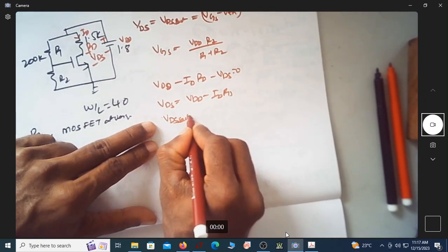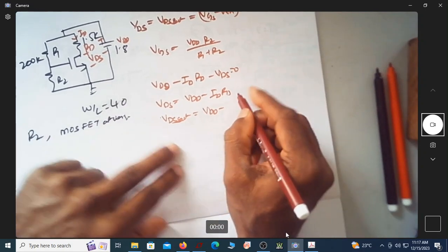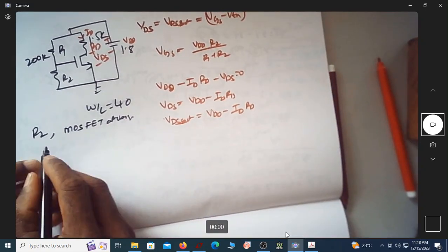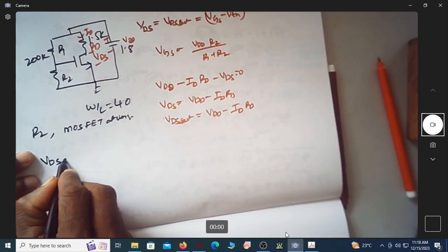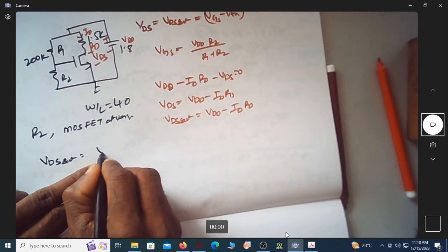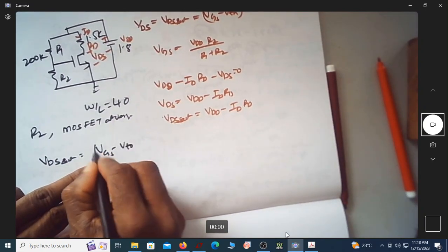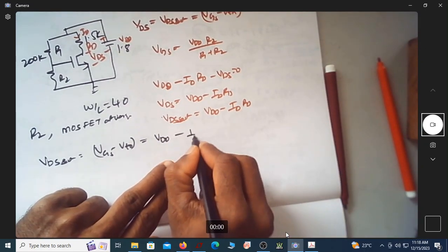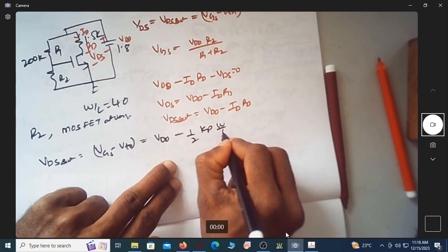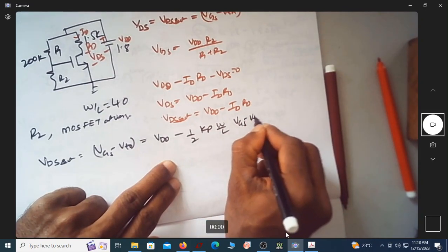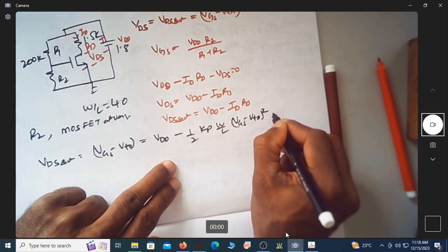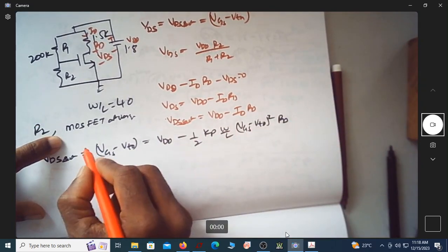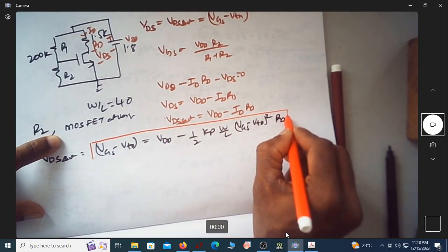VDS sat is equal to VDD minus ID RD. So let me rewrite this. VDS sat, which is nothing but VGS minus VTO, is equal to VDD minus, what is ID? It is half KP W by L, VGS minus VTO whole square, into RD. So in this expression, we know all the parameters except VGS.